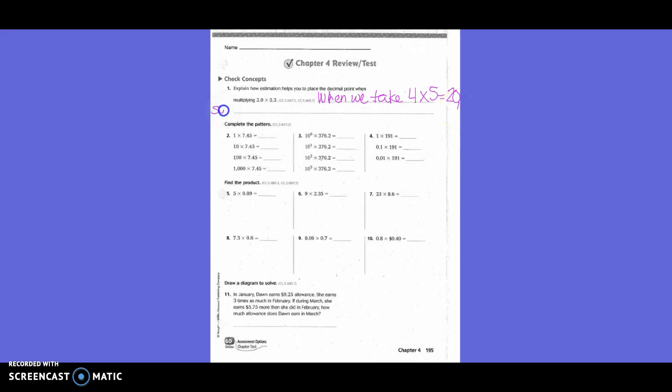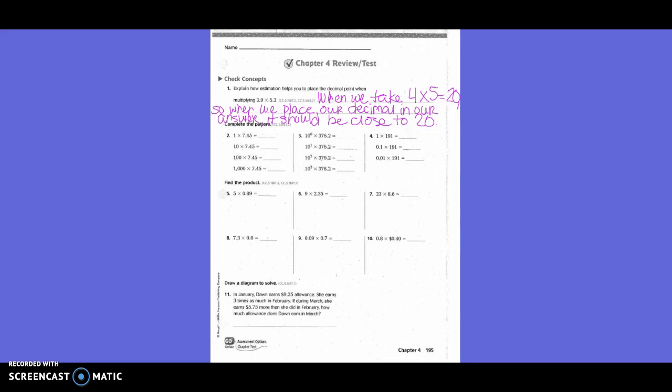So, when we place our decimal in our answer, it should be close to what, guys? Close to 20.